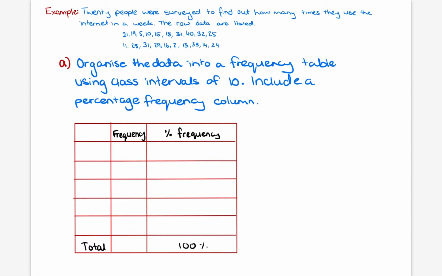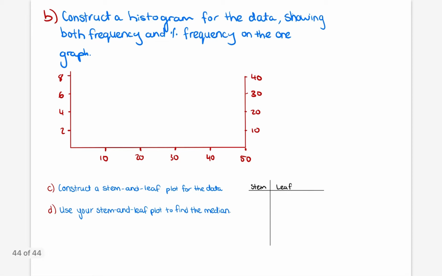So this one is looking at frequency tables and histograms. So we're just going to get straight into it. We've got this example. It's got a part A, B, C and D. So you see part A here and B, C and D on this side.